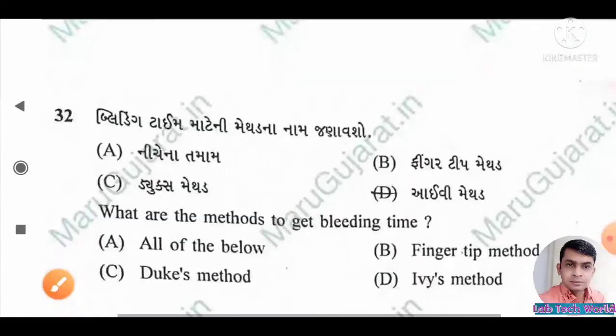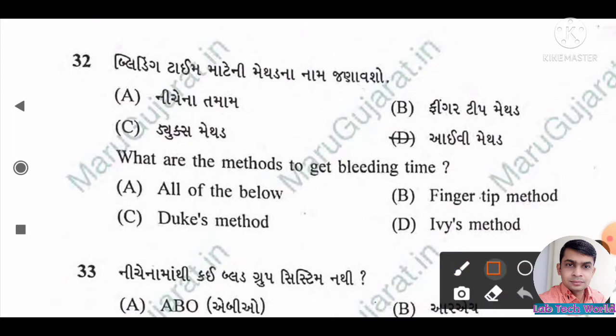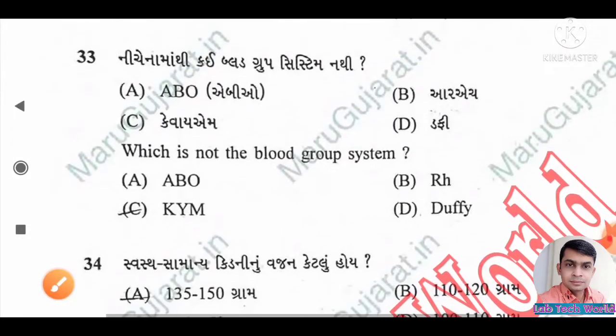Move to the next question, number 32. What are the methods to get bleeding time? Option A all of the below, B fingertip method, C Duke's method, D Ivy's method. And the correct answer for this question it is option A. B, C and D all are examples of methods of bleeding time. So option A all of the below is the correct answer for this question, meaning all options are correct.